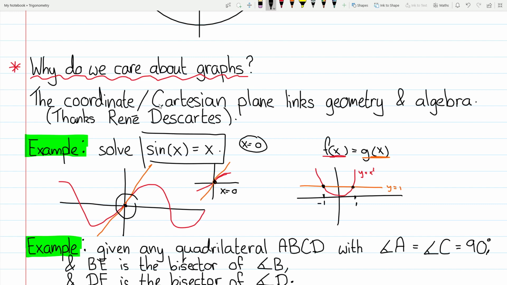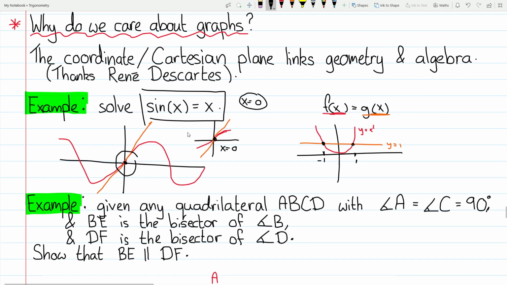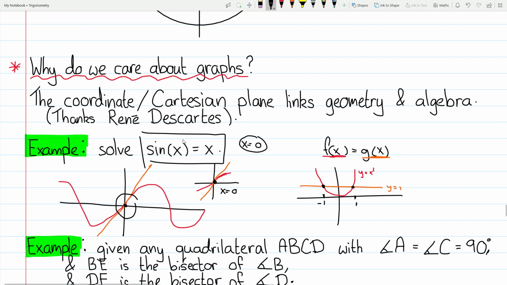Oh, and I noticed up here the Cartesian coordinate plane links geometry and algebra. I've mentioned how you can use graphs to help you with algebra problems. This is a very algebraic description of sine of x, and this is a very geometric description. Similarly, if you have something like x squared plus y squared equals 1, if you graph this, this isn't a function, by the way, it's a relation, but if you still graph it, you get a circle with radius 1.